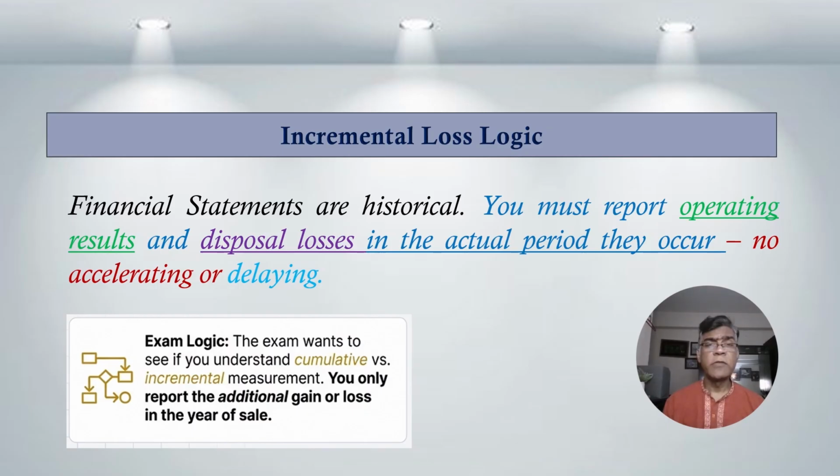Now let's discuss something called incremental loss logic. Sometimes the disposal process takes place over multiple years. For example, the company may recognize an impairment loss when the asset is classified as held for sale. Later, when the asset is actually sold, the company may recognize additional loss or gain. Each amount must be reported in the period it occurs. This ensures that the financial statements reflect the economic reality of each period. The exam wants to see if you understand cumulative versus incremental measurement. You only report the additional gain or loss in the year of sale.